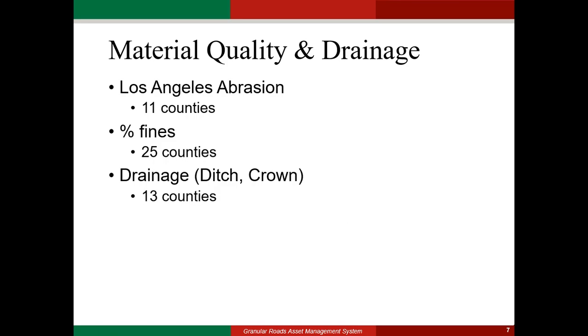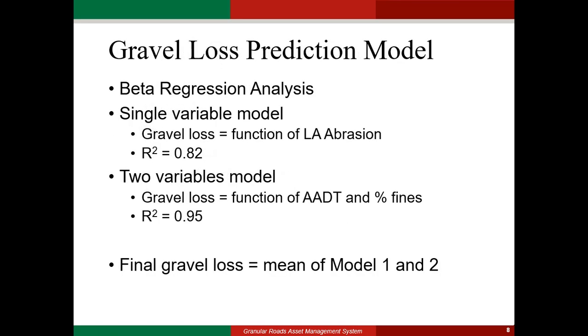We analyzed all of these factors and identified LA abrasion, daily traffic, and fines content as the most suitable factors in this beta regression analysis. So our final gravel loss model runs with these three variables.